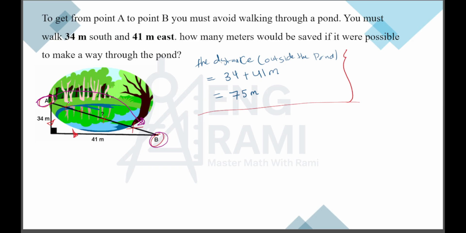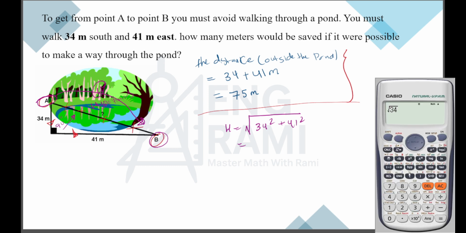The distance here represents the hypotenuse of the right triangle. Since this is 90 degrees, this is a right triangle, and the opposite of it represents the hypotenuse. H equals the square root of the summation of the squares of the other sides of the triangle. That means 34 squared plus 41 squared, which equals 53.26.